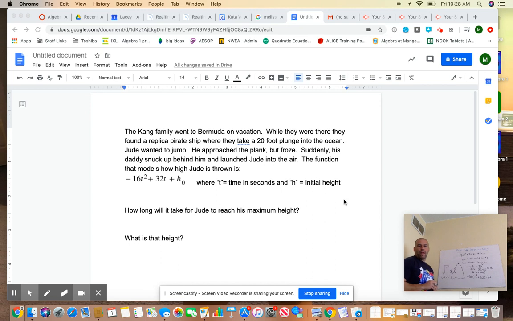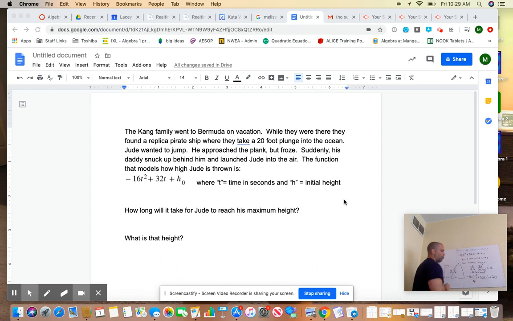I told you before that represents the initial height. In this case, if you look at the problem, it says it's a 20-foot plunge. So when Jude is standing on this diving board or plank, he is 20 feet from the ground. So you're going to substitute 20 for h of o. From here, it just becomes calculator work. When you evaluate this in the calculator, and again, like I've always said, be careful when you're plugging in, you're going to get 36. To interpret that, it's 36 feet.